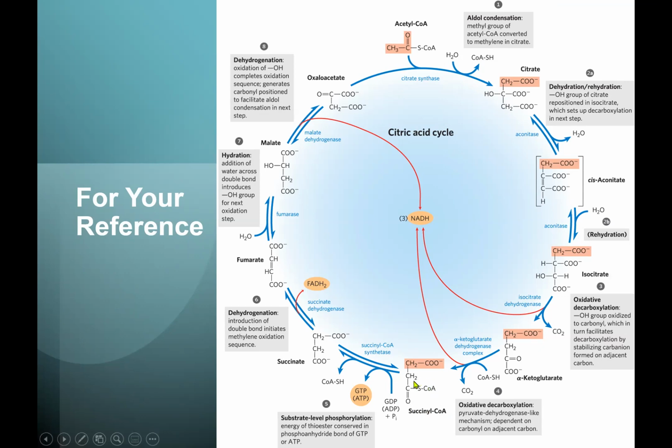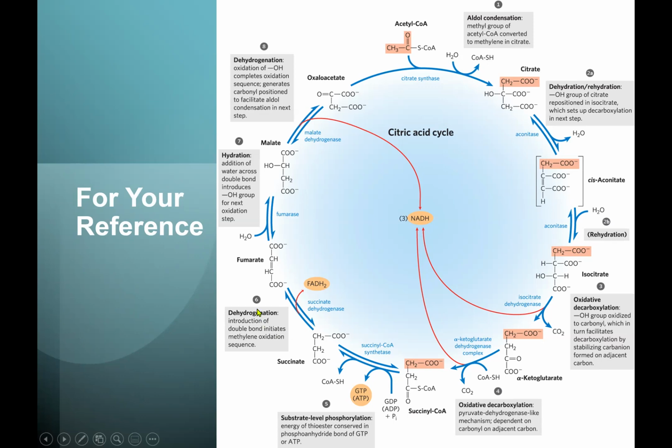This is activated by attachment to a coenzyme A molecule, which enables the formation of GTP because we have a high energy bond here, so we can form GTP at this point. We then release that coenzyme A, and we're left with the succinate molecule.